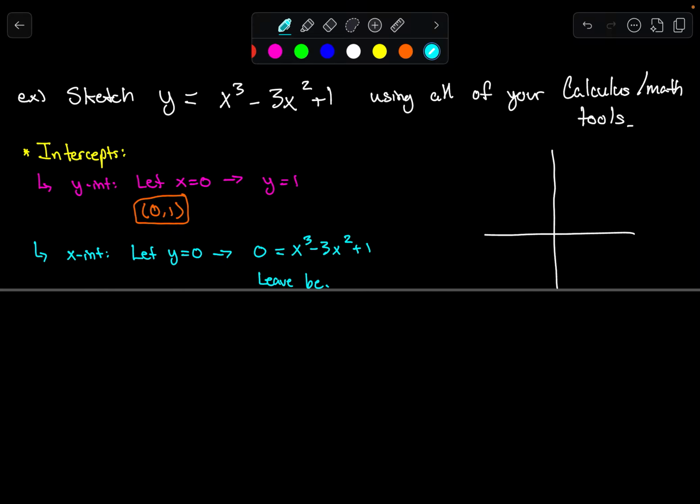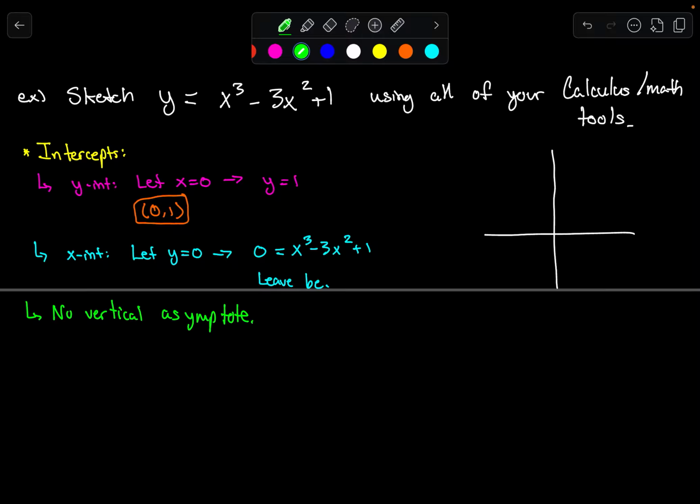Now, how about asymptotes? Does this thing have any asymptotes? Does this have any place where it's going to blow up? Well, I don't see any square roots. I don't see any fractions with denominators that we have to be worried about. So we'll say that, at the very least, there's no vertical asymptote. So that's exciting.